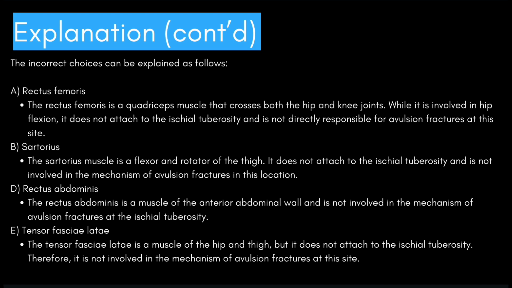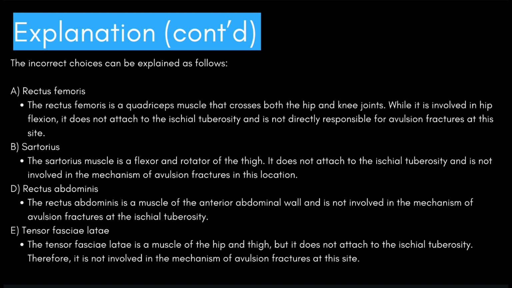The sartorius. The sartorius muscle is a flexor and rotator of the thigh. It does not attach to the ischial tuberosity and is not involved in the mechanism of avulsion fractures in this location. Rectus abdominis. The rectus abdominis is a muscle of the anterior abdominal wall and is not involved in the mechanism of avulsion fractures at the ischial tuberosity.